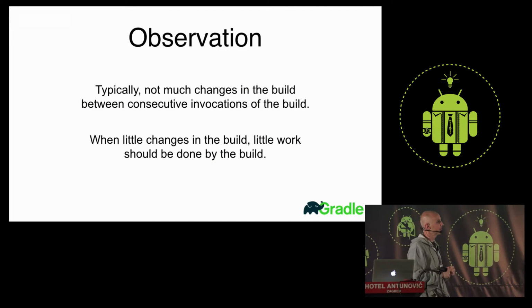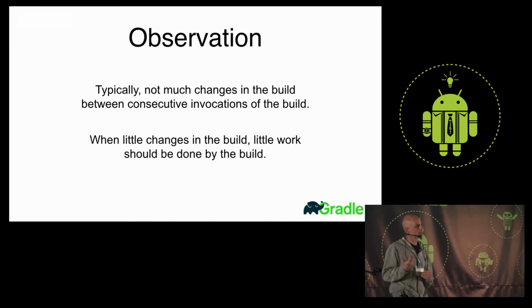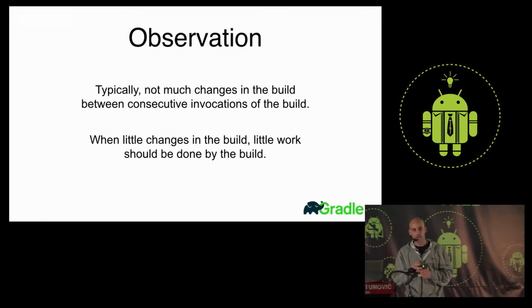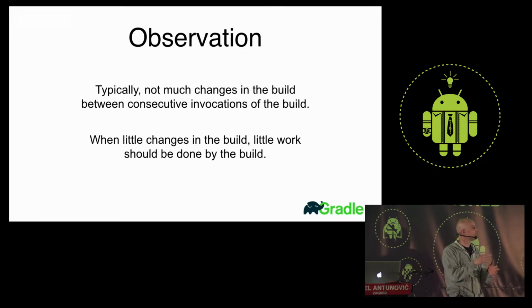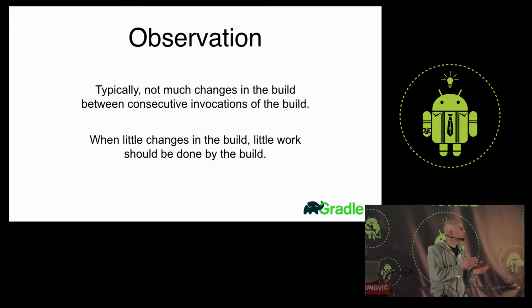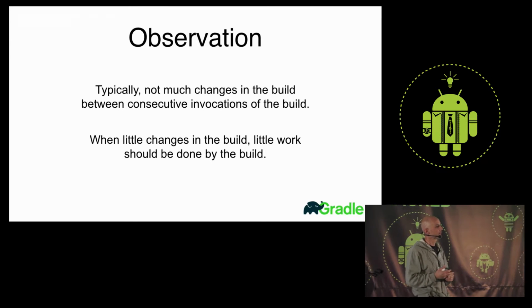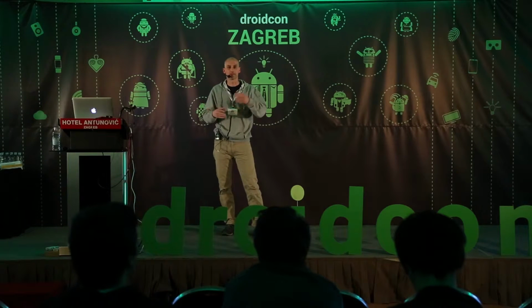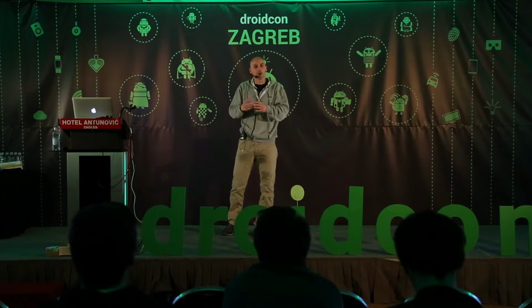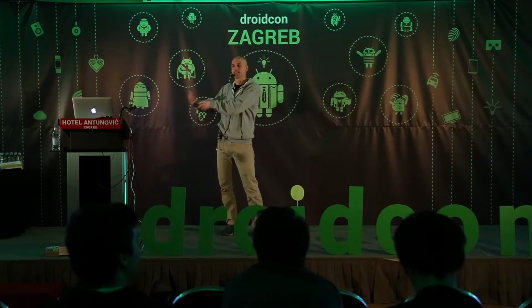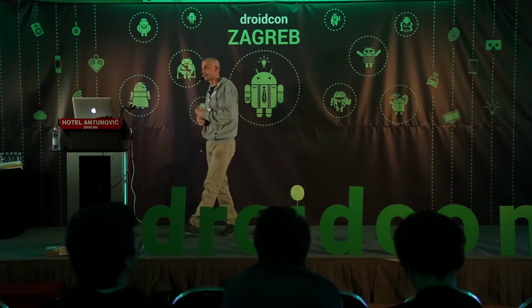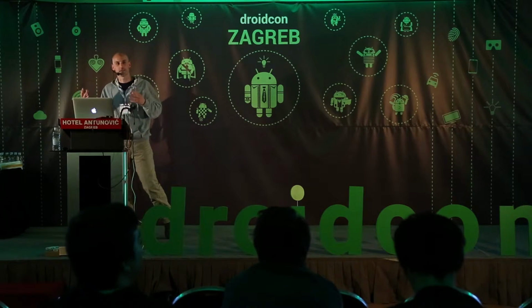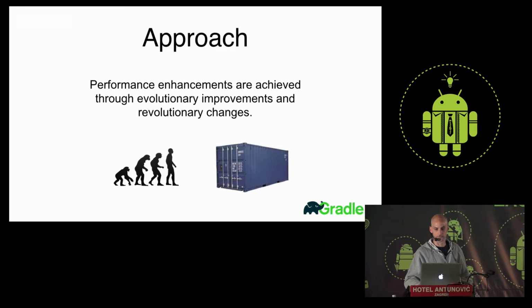But our observation, and I'm going to come back to that several times, is that when you invoke a build, you make a change, you invoke it again. Typically between those invocations, not much changes. And if not much changes, and by that I mean maybe a few source files, a few resources and so on, then not much should happen in terms of work that the build does. Right. If you change a lot, of course, a lot should happen.